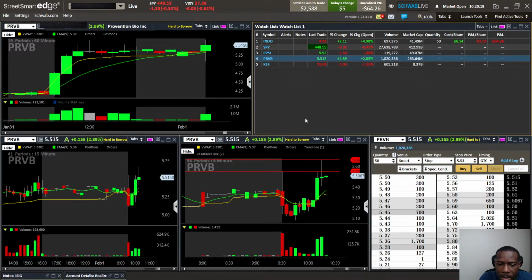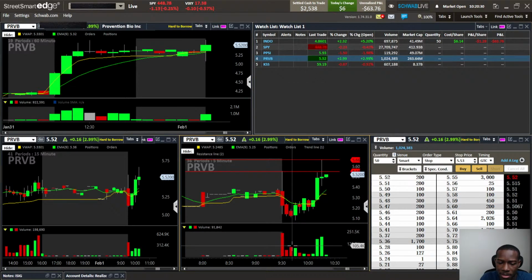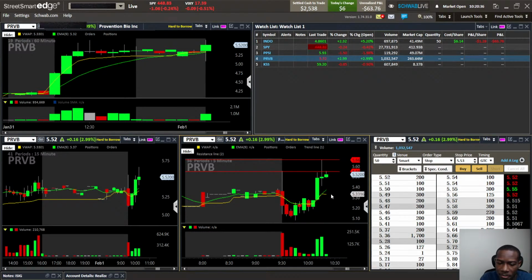PRVB pushing out of this range here. Looks like the volume has absolutely fallen off. Trying to get back into that range. Instant rejection at that level of the 555.